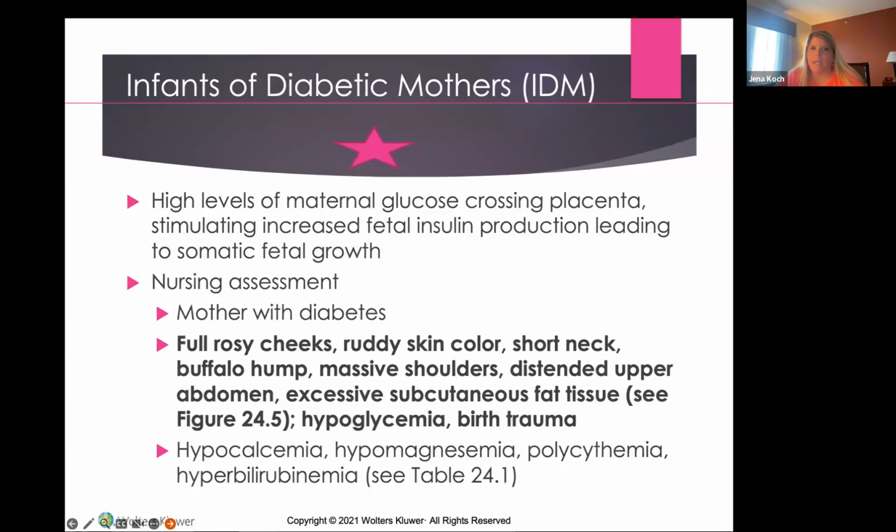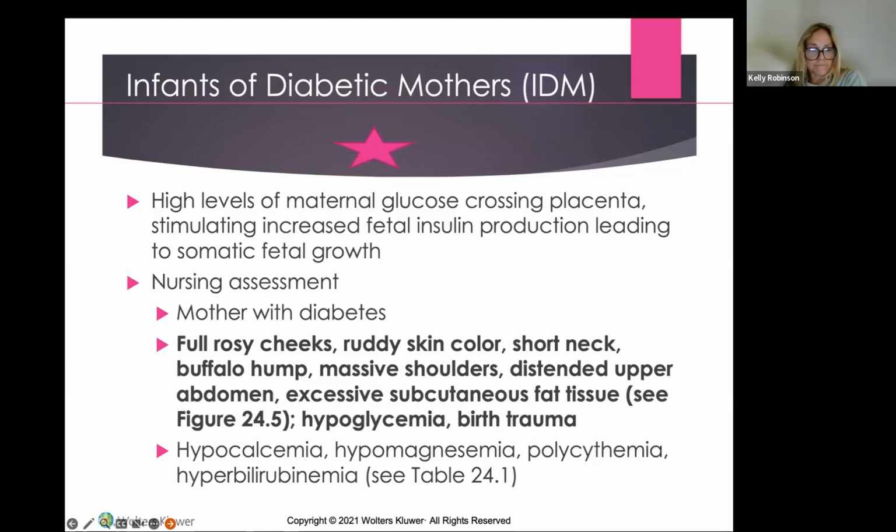If it's poorly controlled, poorly managed, or the mother is non-compliant, the baby's going to be a mess. However, they can have control of their glucose and be doing everything correctly, checking the blood sugar, doing their nutrition. It doesn't mean the baby is going to come out just like this. They may be of a higher birth weight, but they're not going to be to this extent.